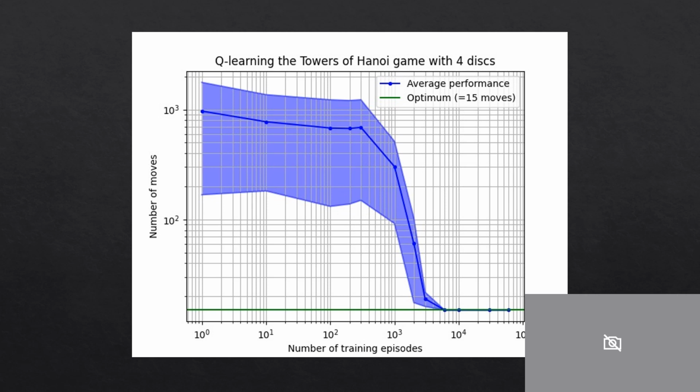So the optimum in the Tower of Hanoi is always 2 to the power of n minus 1. And yeah, so after about 600 or 700 episodes, our agent can actually learn the policy in order to solve the Tower of Hanoi optimally.